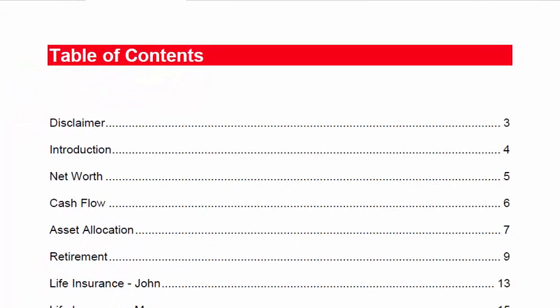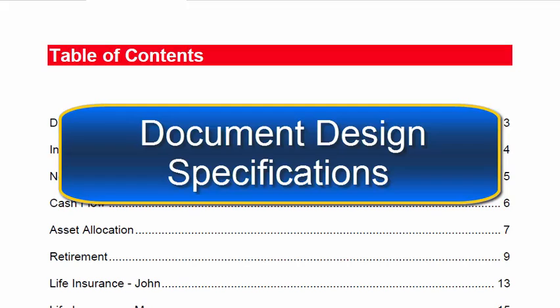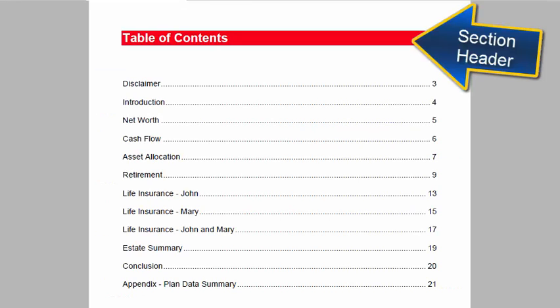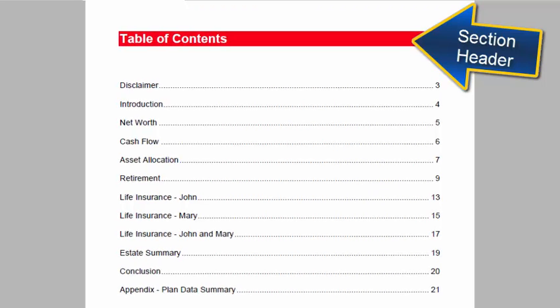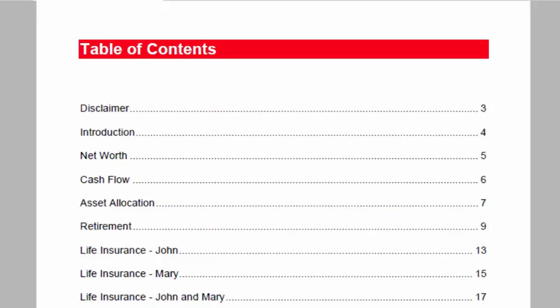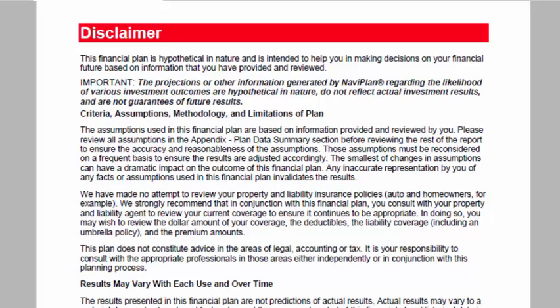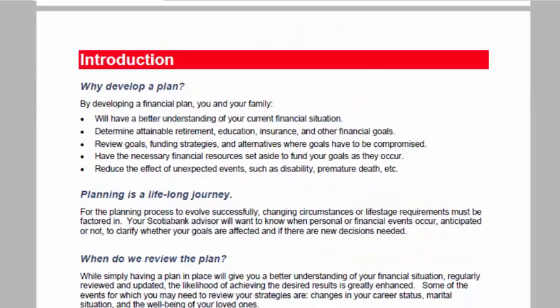Next, the table of contents allows us to begin talking about document design specifications. Before preparing the final version of your financial plan, you want first to have a set of design specs that will be followed throughout the document. For example, on this table of contents page, you see a section header. This section header is a red bar with white type. Please note that this section header appears at the top of the first page of each section of the financial plan. Table of contents, letter of engagement, disclaimer, introduction, etc.